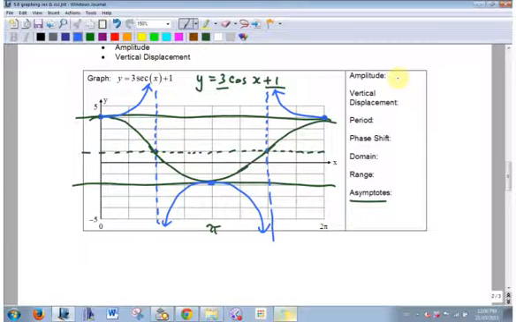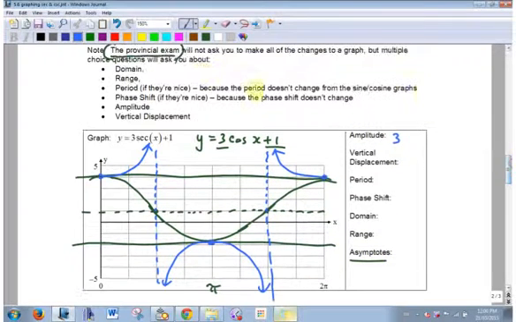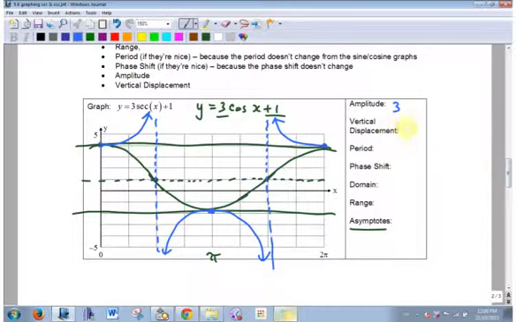Amplitude was 3. It still is. Okay? It's the same. Vertical displacement, up 1. The same. Period, doesn't change. 2 pi. Phase shift, I don't got one here. Domain, everything except where I have these asymptotes.